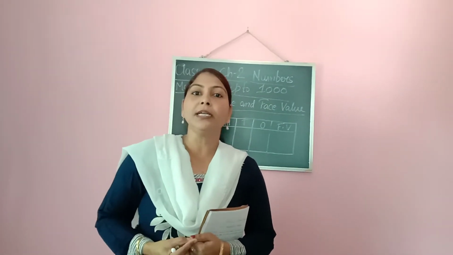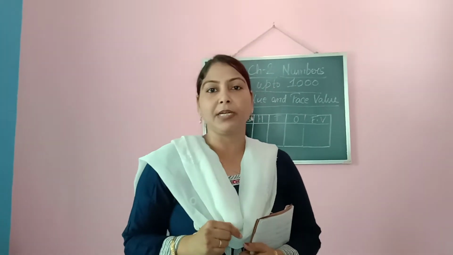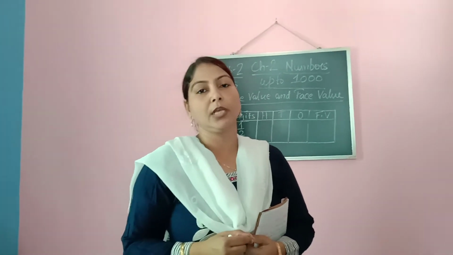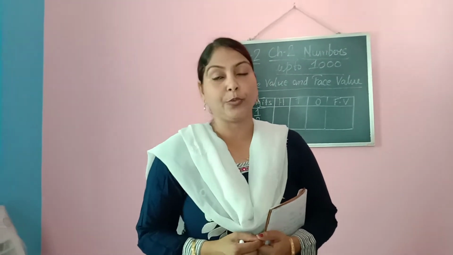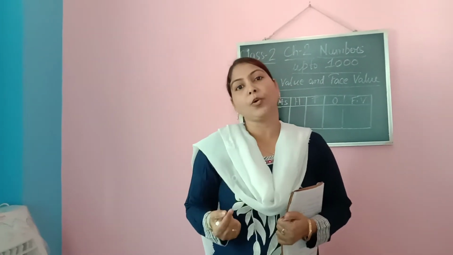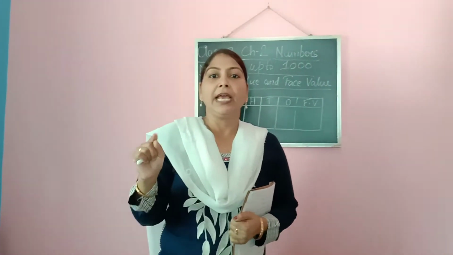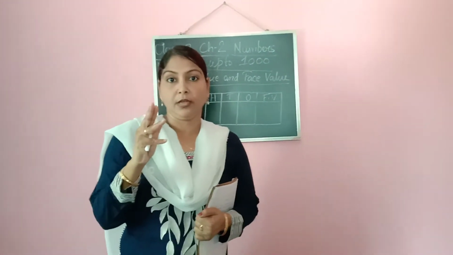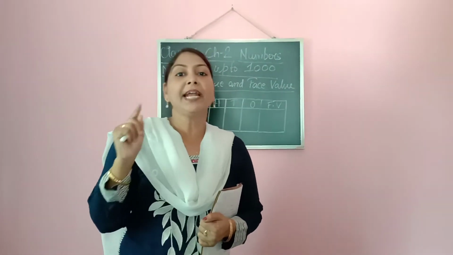Today we are going to learn a further topic in the same chapter, that is chapter number 2, numbers up to 1000. Now today's topic is place value and face value. Now what is place value? You know that we read the numbers, like say a number I am saying, 725. Now 725, in this there are 3 digits. The 3 digits are 7, 2 and 5.